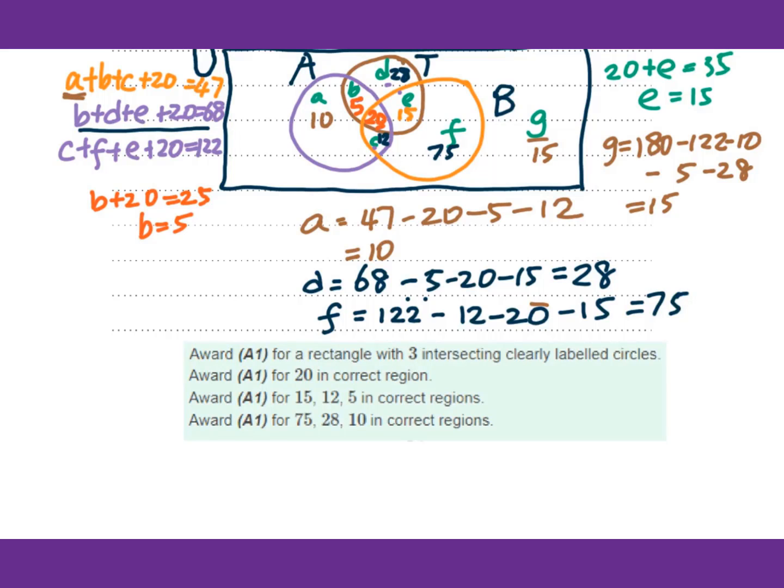For drawing a Venn diagram, this is how they grade in the IB exam. You have to draw the rectangle labeled as a universal set with 3 intersecting clearly labeled circles. So you have to label as A, T, and B. Then for the other 3 points, you have to put the correct number for the correct region.